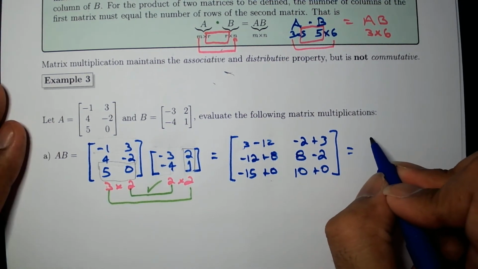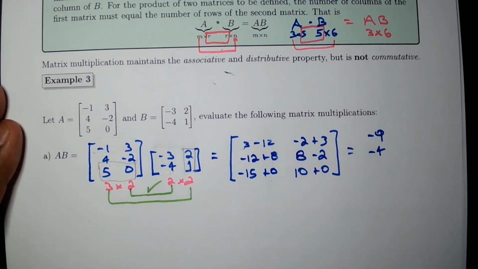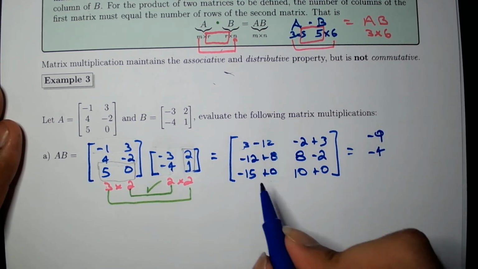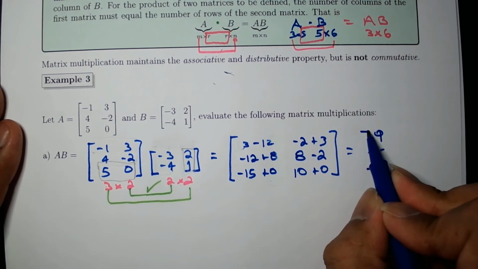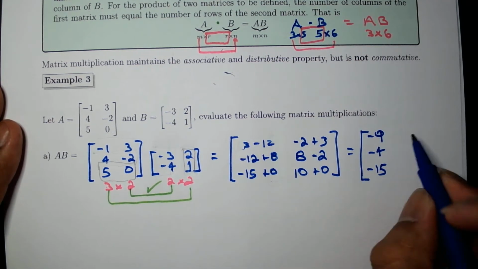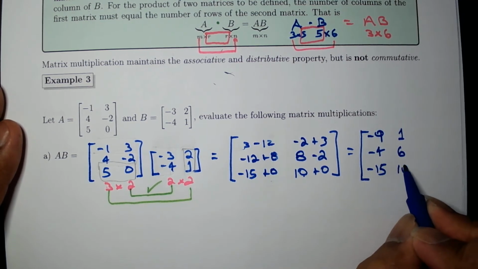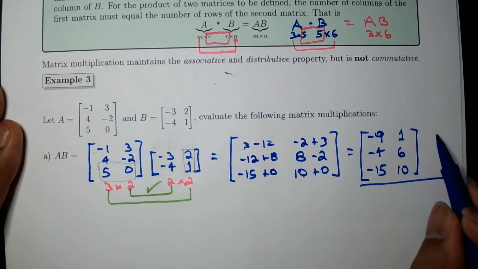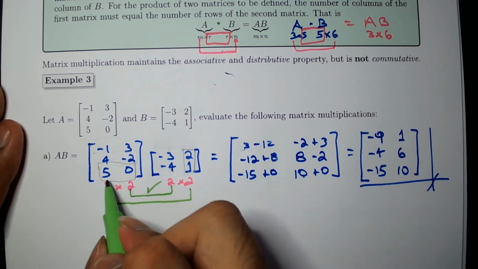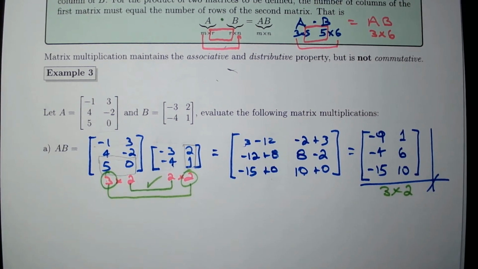3 minus 12, that's a negative 9. Negative 12 plus 8, that's a negative 4. All right, is that what it is? Or 8 minus 12, that's a negative 4. Negative 15 plus 0, negative 15. And then the second column is going to be negative 2 plus 3, that's positive 1. 8 minus 2, which is 6. 10 plus 0, which is 10. And this is the final answer. And notice this is a 3 row by 2 column, 3 by 2, as we expected.